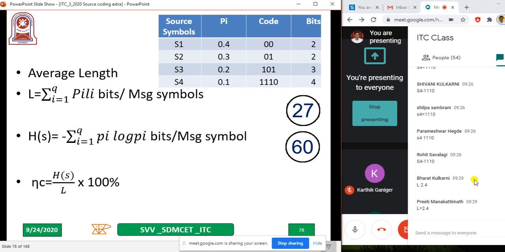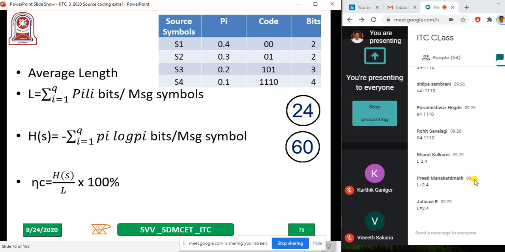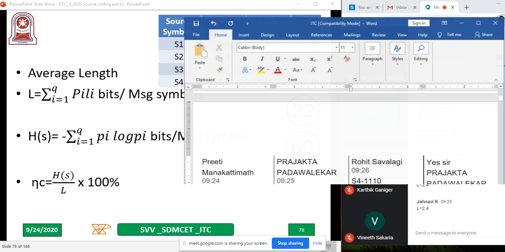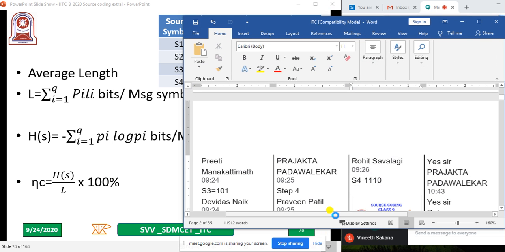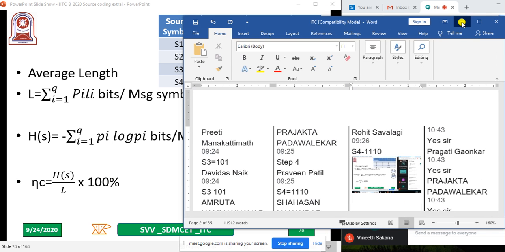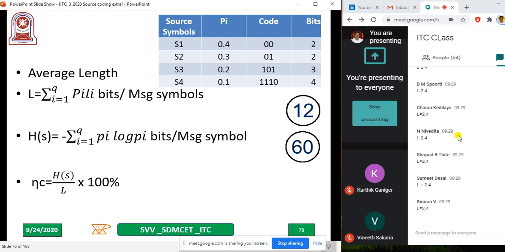L 2.4, Bharat Kulkarni. Good. Most of them are getting 2.4. Abhay Bhatt, Praveen, Spurti, Charan, Shripad, Sumit, Simran, Saujanya, all are getting 2.4. Good. Adnya, Vijayalakshmi, Siddharth, Vinay, Shruti, Amrita, Lohit, Rohan, Somesh. Okay. Jay Surya, Devidas.